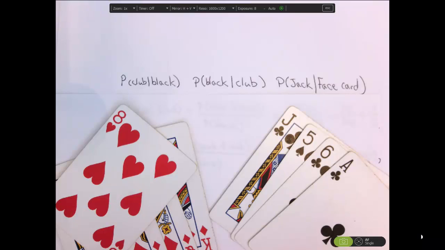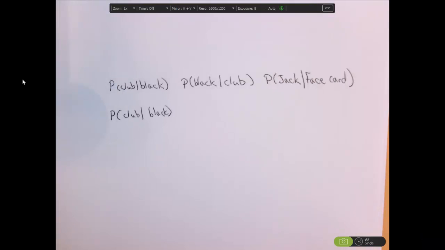Practically speaking, that means we'd start our deck out first between the red and the black cards, and then we'd draw a card at random and check to see whether it is a club. The probability of a club given that the card is black is the probability that a card is both a club and black divided by the probability that it's black.